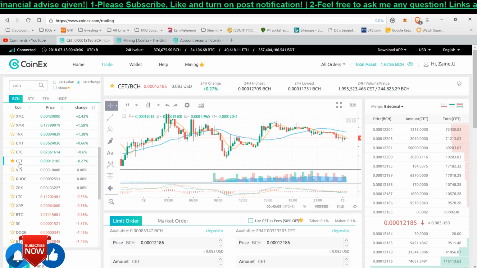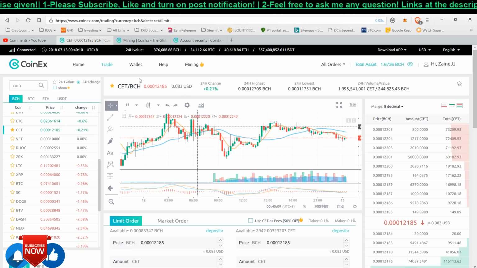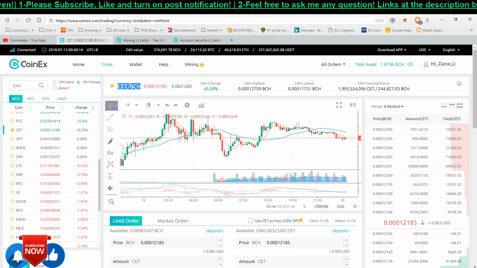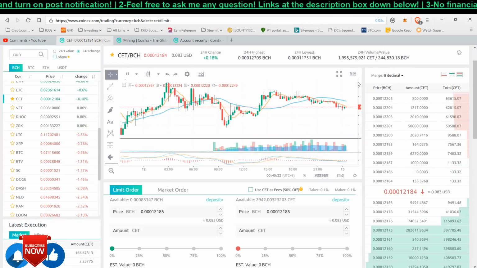And let's say you want to trade with CET token, just click on the tab, click on CET, and after that it's going to show you the pair. Always read the pair: CET/Bitcoin Cash. If you're going to trade with Ripple, just click on it, make sure it's XRP/BCH, and then just scroll down.